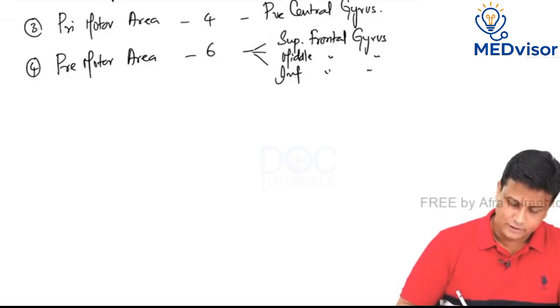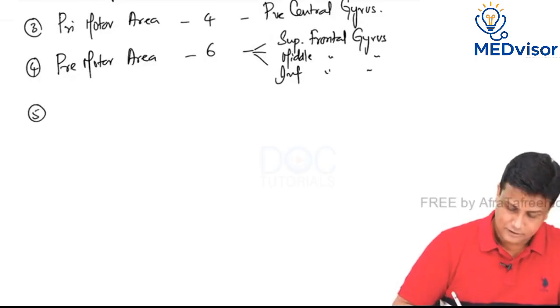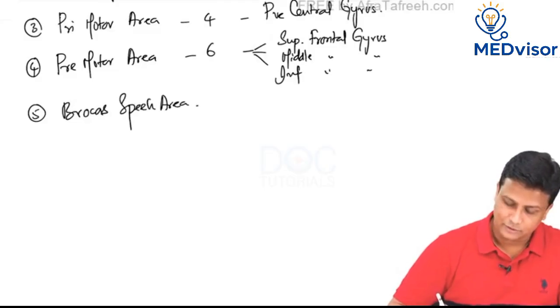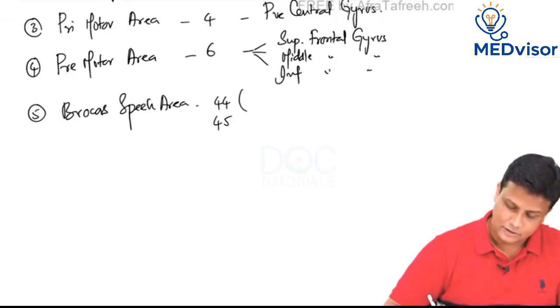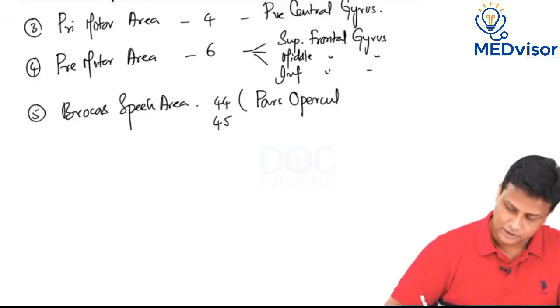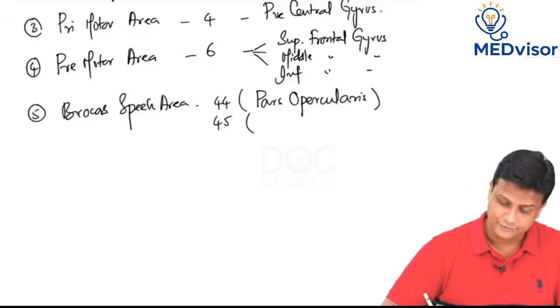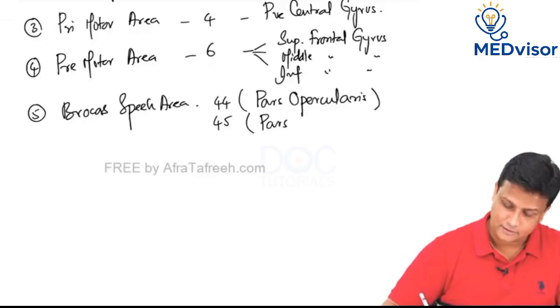Once you are done with the motor area, the next one is Broca's speech area. Now Broca's speech area, guys, I told you will be area number 44 and area number 45. But I want to be more specific here. Area number 44 is located in the pars opercularis, and area number 45 is referred to as pars triangularis. You have to be very specific about that one.